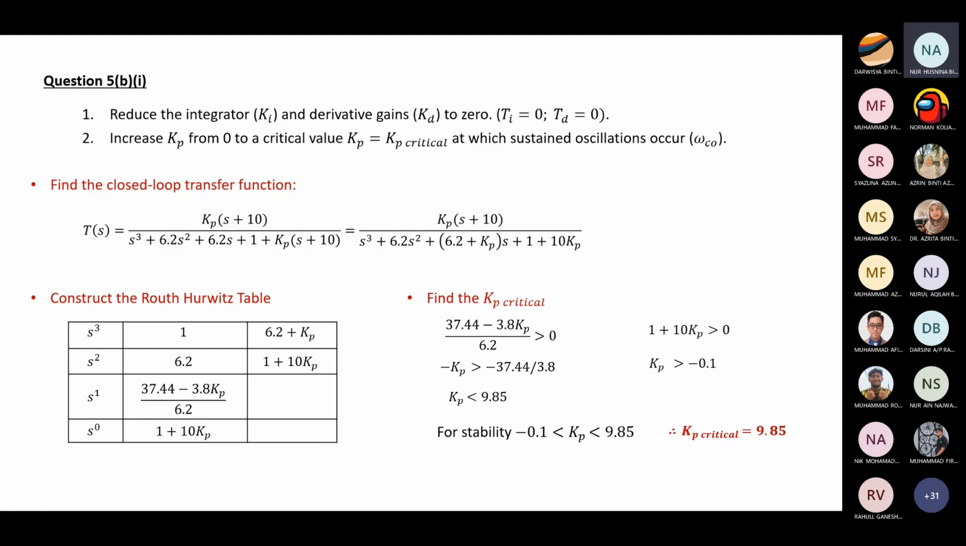Doktor ada tak contoh-contoh soalan midterm? Boleh tak share nanti ke dalam group? Soalan midterm? The midterm is not the same because sometimes for the previous batch we asked for the lead compensator. But for your batch, your midterm goes up to the PID controller. So the exercise that I give to you is actually from the midterm and from the final exam questions.